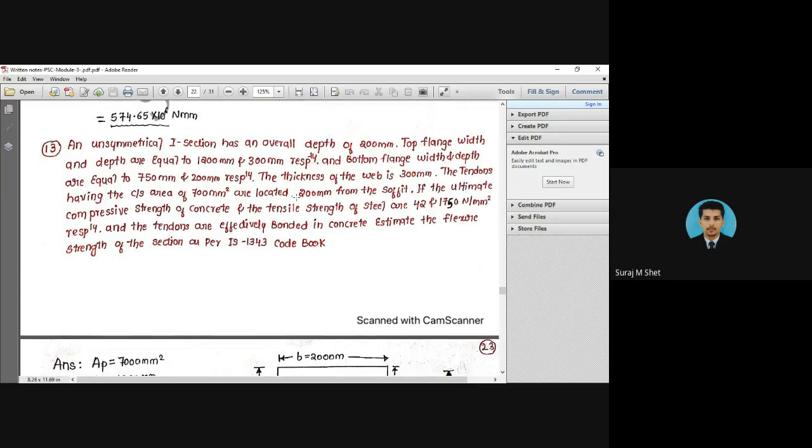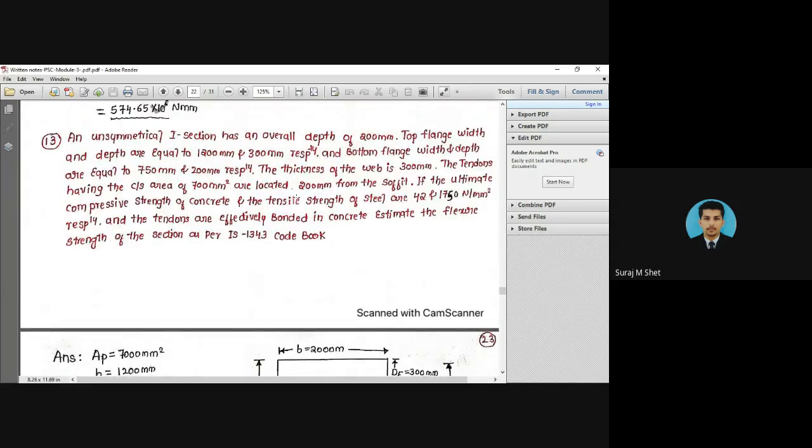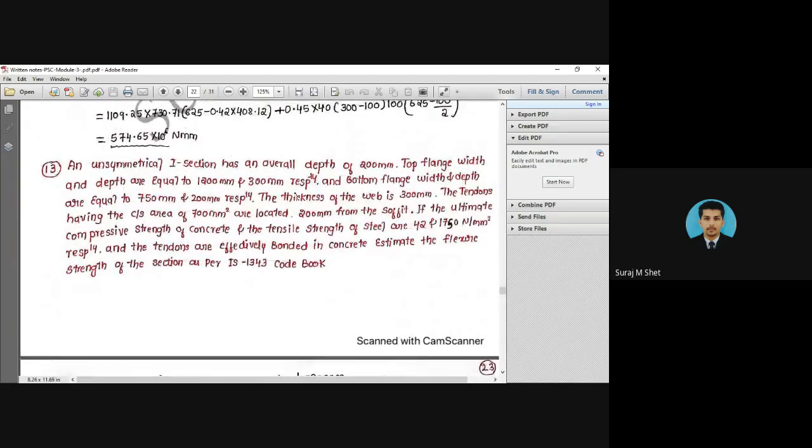I'll solve one complicated problem. The last one is an I section. If you solve this problem, then you have understood it already. If you understood this problem, then you can easily solve the remaining 12 problems.